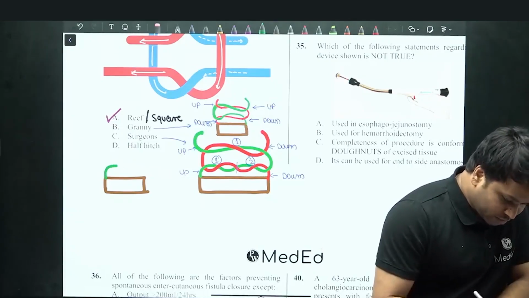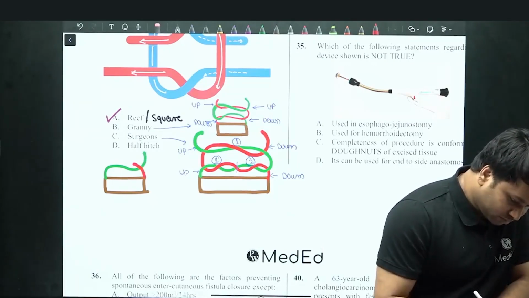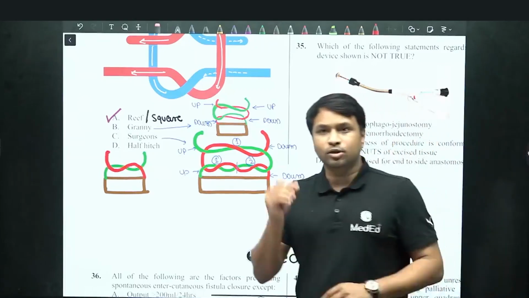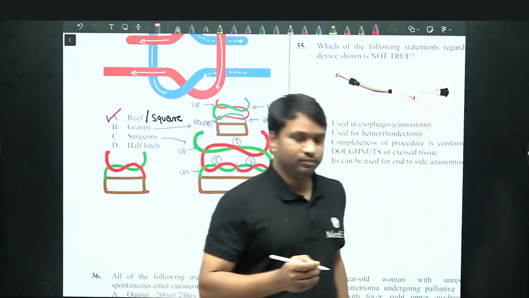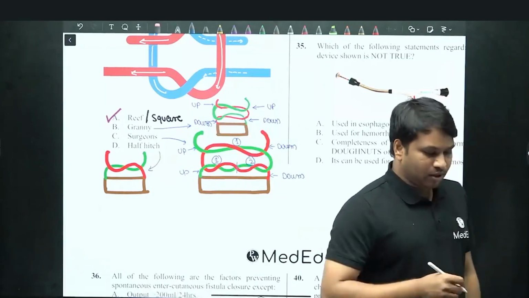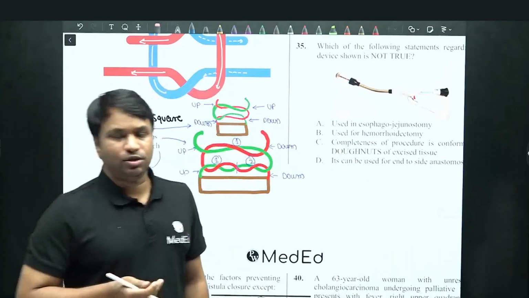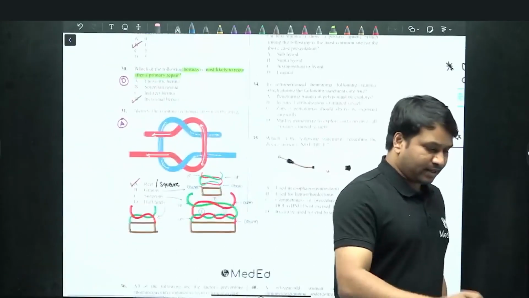For a half hitch to be created, it has to be like this. That's it. A single loop is what we call a half hitch. So this is your half hitch. So you have the reef or square knot, the granny's knot, the surgeon's, and the half hitch knots, right? So the answer here is A for Ahmedabad.